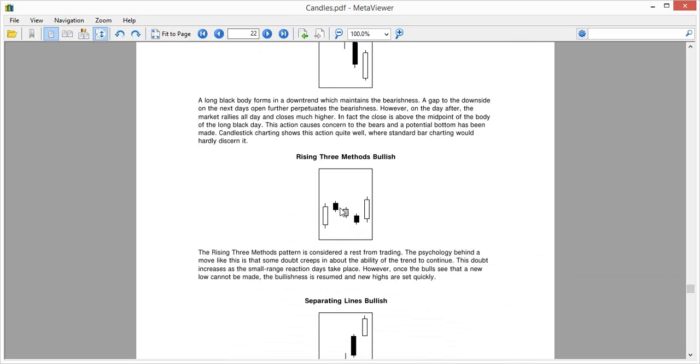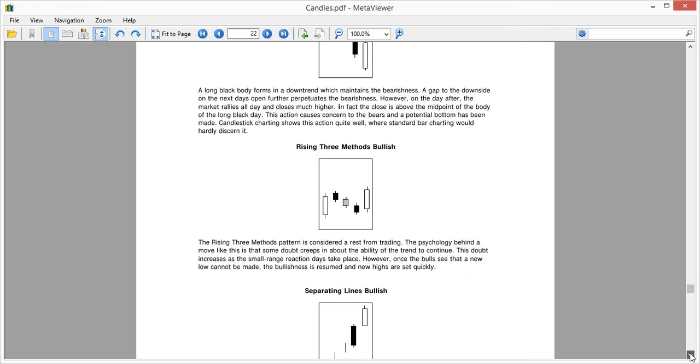Again, the market, rising three methods. The market is trying to sell off, but it can't break below our support level, and again, a bullish candle confirms that the bull trend is still in place.